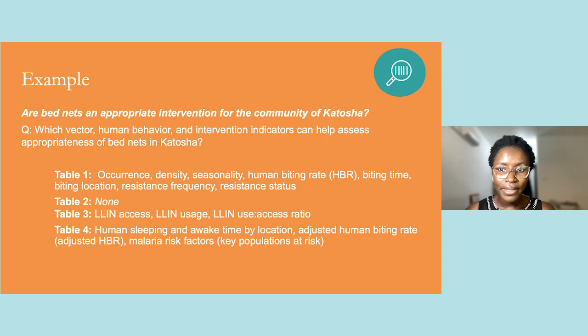For Table 2 on supplemental entomological indicators, we have decided that we do not need any additional indicators from the list. For Table 3, we may select long-lasting insecticide-treated net access, long-lasting insecticide net usage, and the long-lasting insecticide net use to access ratio. And in Table 4 on human behavior and risk factor indicators, we might select human sleeping and awake times by location, adjusted human biting rate, malaria risk factors, and key populations at risk, for example.